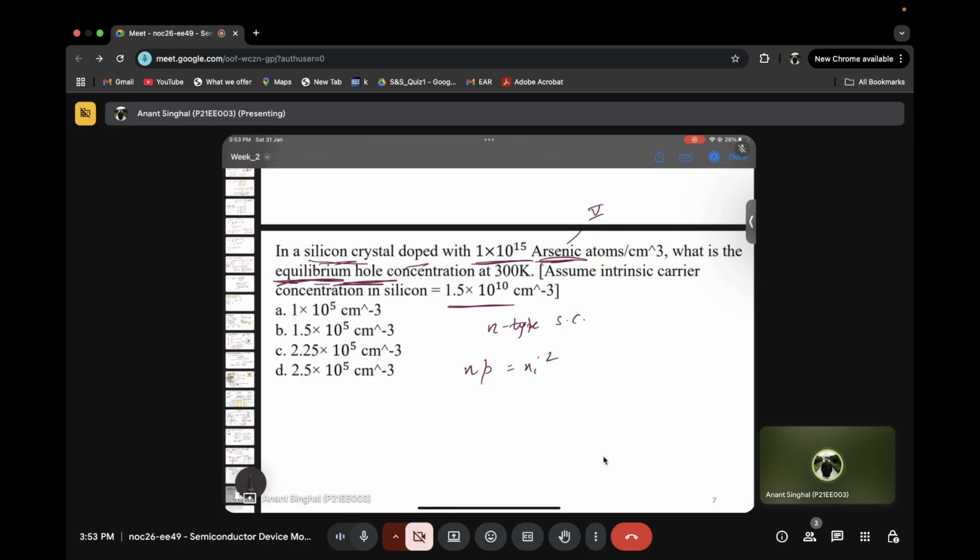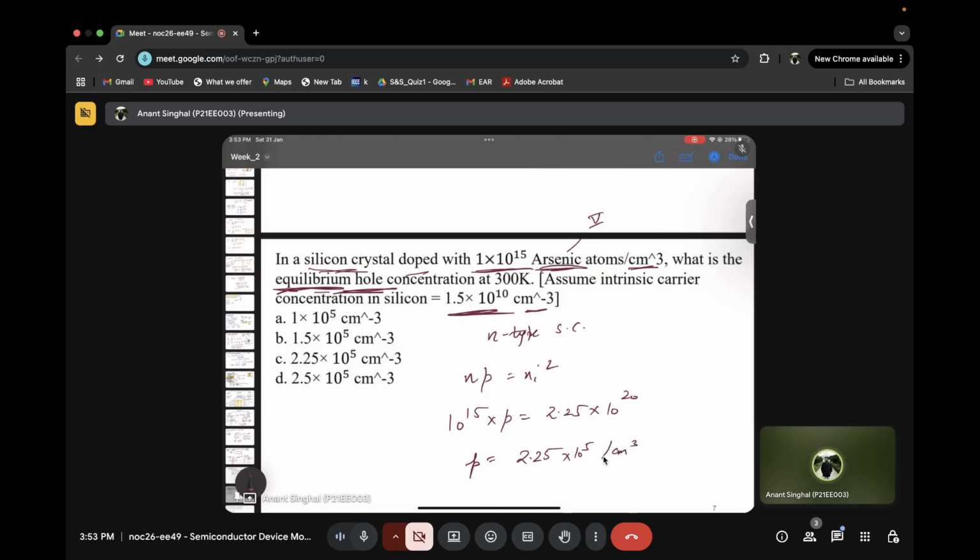N is given, which is 10 to the power 15, and Ni is also given. All of them are per centimeter cube. So Ni square is 1.5 square, that is 2.25 divided by 10 to the 20. So P will come out to be 2.25 times 10 raised to the power 5. Yeah, so option C is the correct answer. That is correct. This is how we calculate.